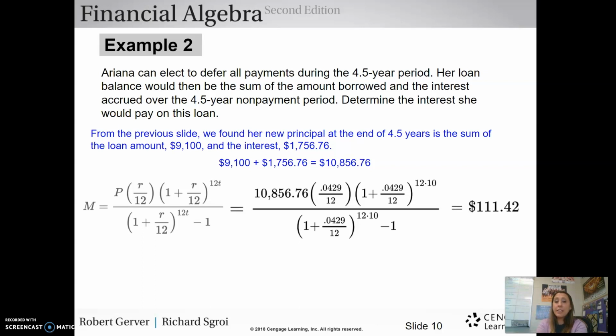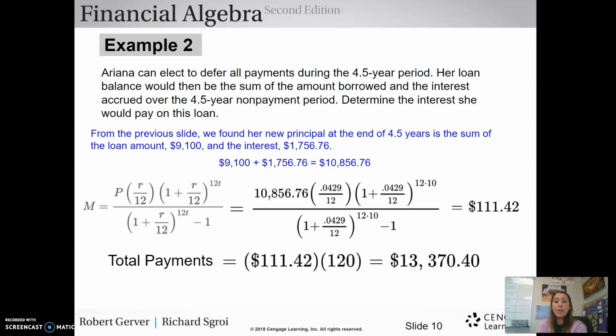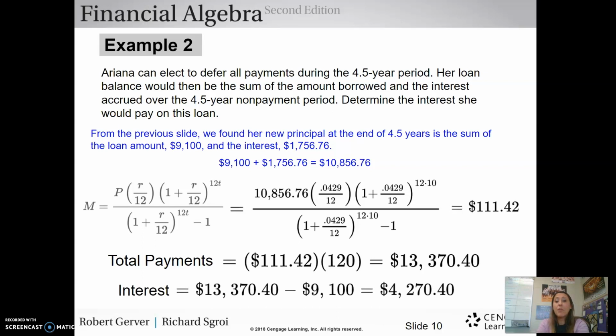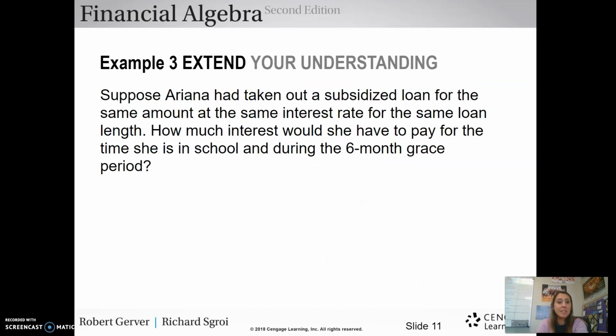Again, you could enter it in this way, so we have our total payments, which is $1,142 times 120, and we have $13,370.40. Crazy. So that $9,100 loan is now what she will be paying if she doesn't make any payments while she's in school. So the interest is going to be $4,270.40.